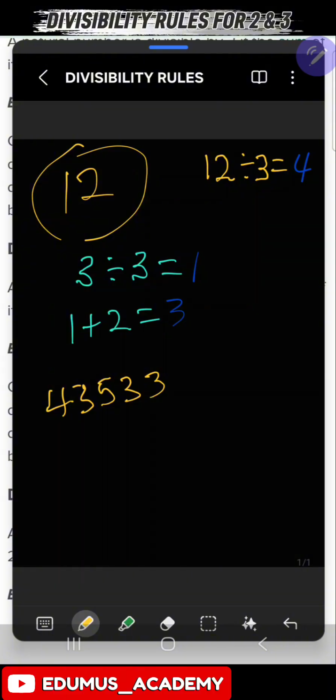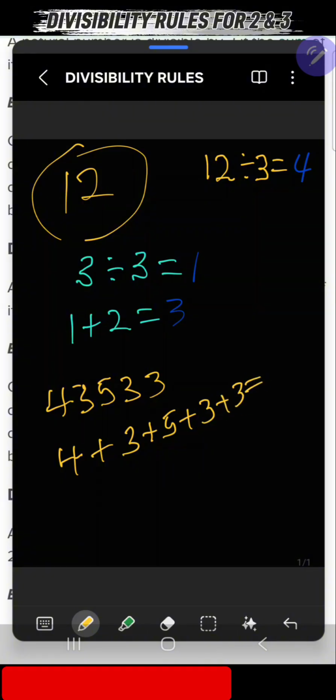We already established that the fact that the last digit is divisible by 3 does not mean the number itself will be divisible by 3. So by the rule of divisibility, we check if the addition of all the digits is divisible by 3. That is 4 plus 3 plus 5 plus 3 plus 3. What is the answer? 18.